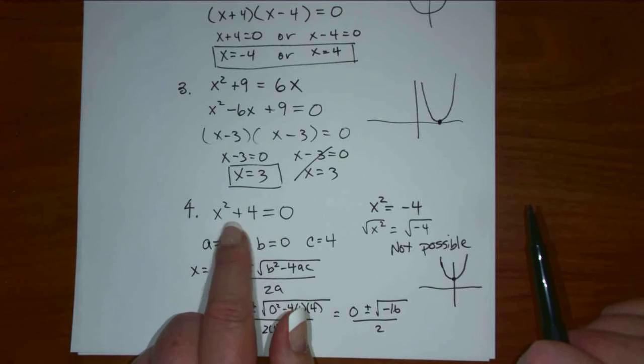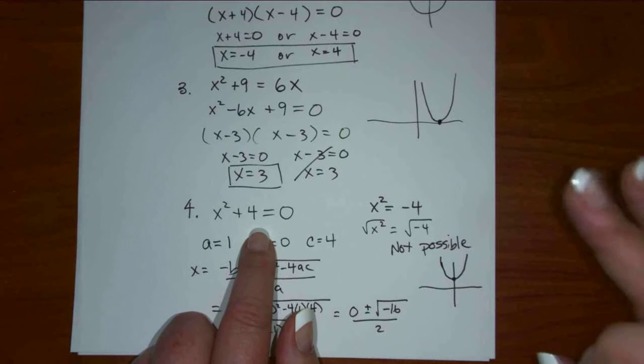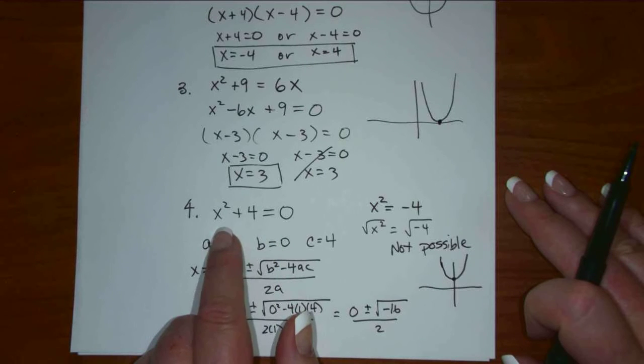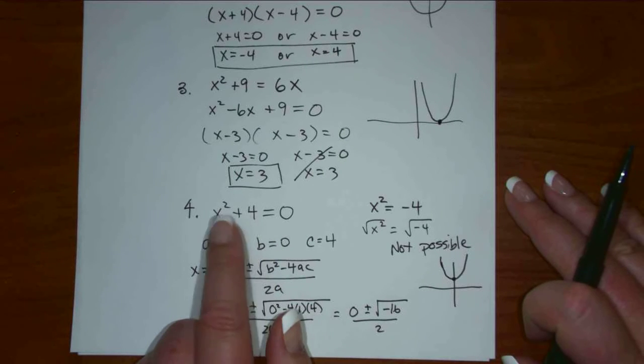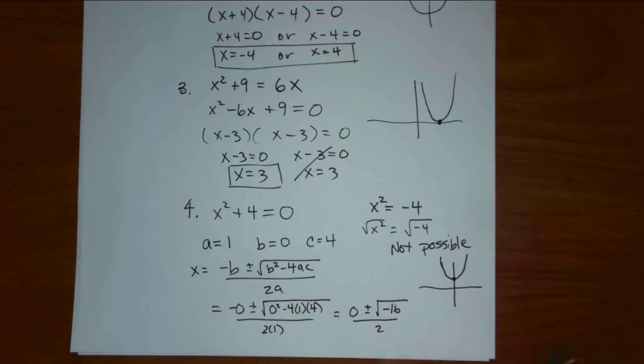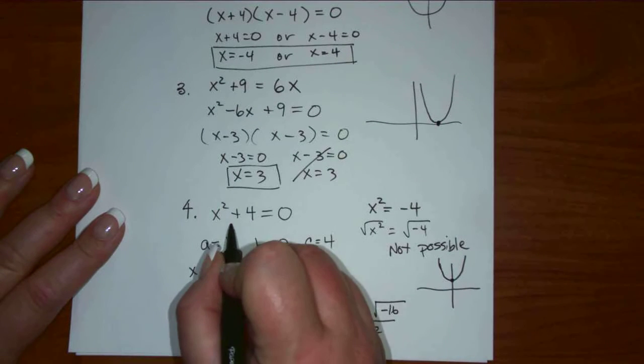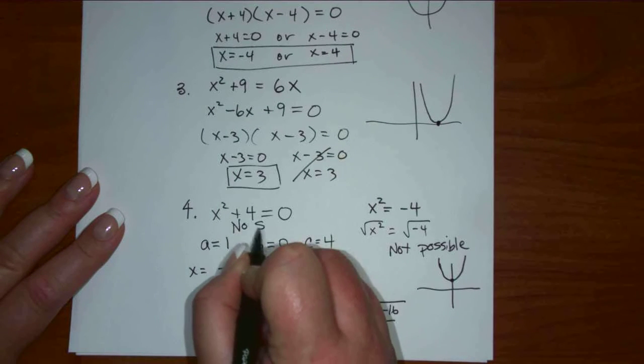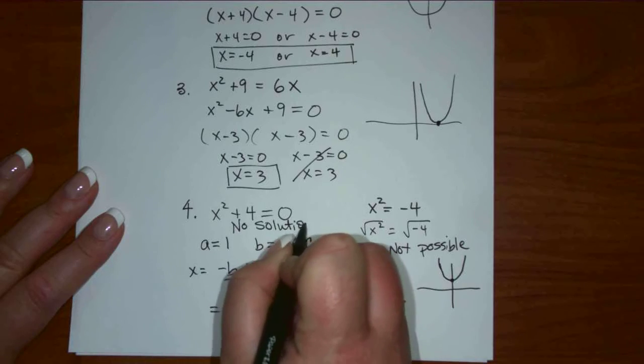You could have x squared plus an x, and that works because you can factor that. But if it's like x squared plus a number, it's no solution. If it's x squared minus a number, it has 2 solutions. It's a difference of squares. So this one just has no solution. You don't even need to do anything for it if you recognize that.